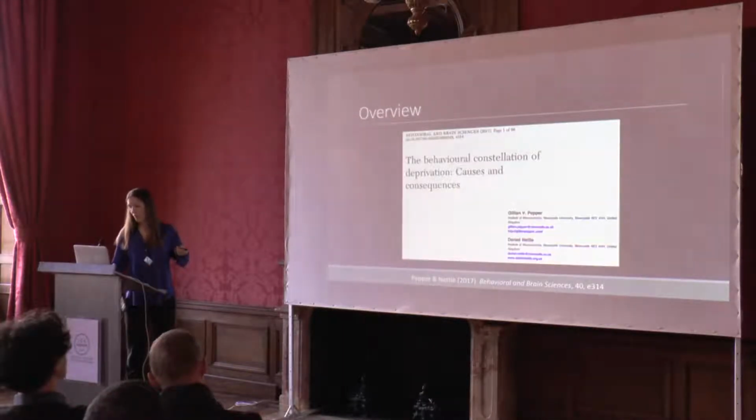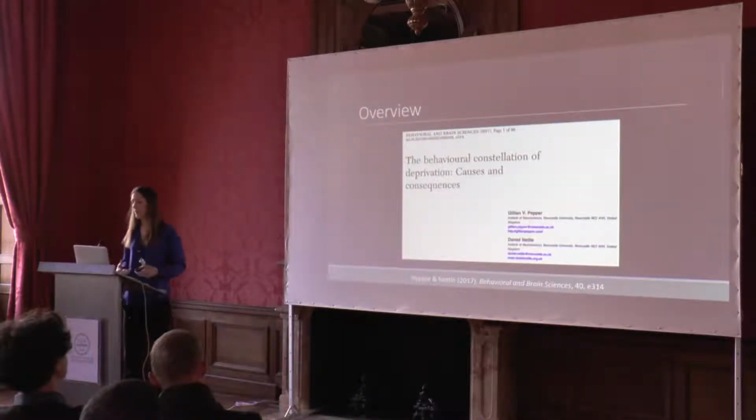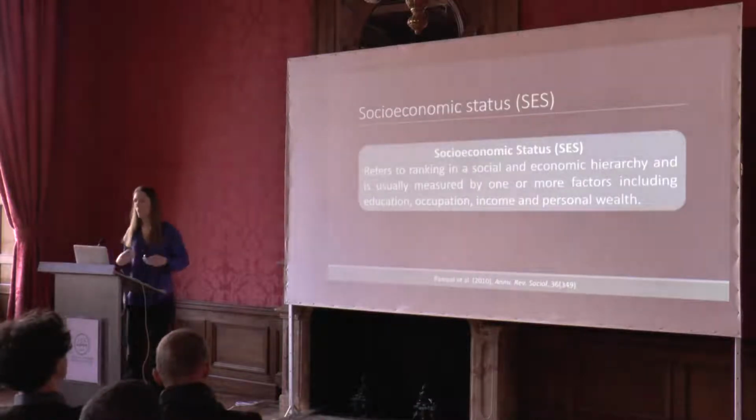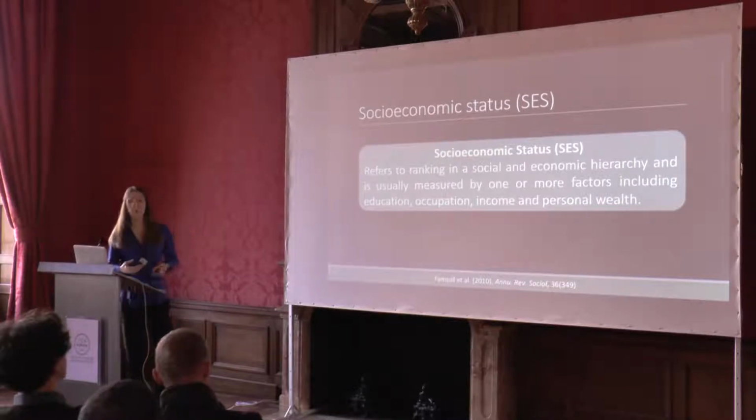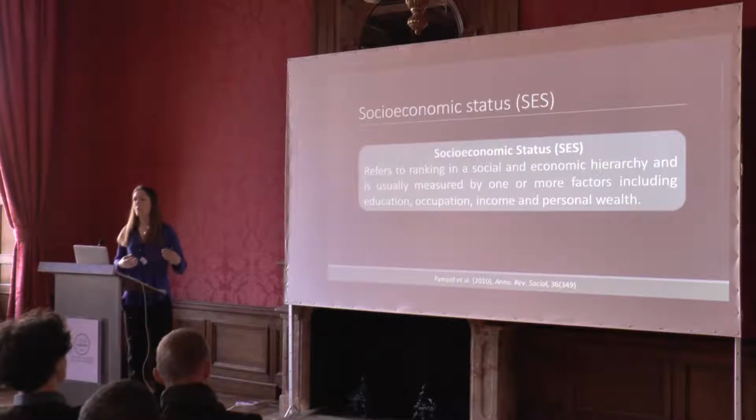Before I talk to you about what the behavioural constellation of deprivation is, I want to talk a little bit about socioeconomic status, because when I'm talking about deprivation in this paper, what we really are talking about is the attempt to capture something meaningful about the experience of being less well off than others in society. So just to talk a little bit about socioeconomic status, most of the relationships that I'm going to talk to you about today are between socioeconomic status and some behaviour or other.